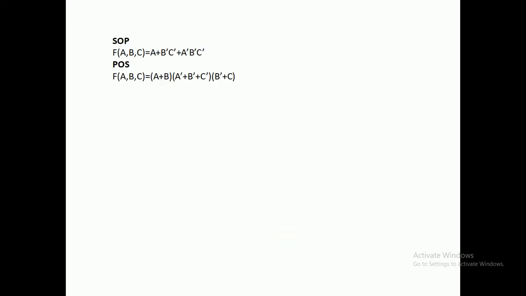So let us convert the standard format SOP to the standard format. Now let us discuss the combination. In the next video we will discuss how we can convert a given Boolean function to the standard SOP as well as the standard POS format. Okay.